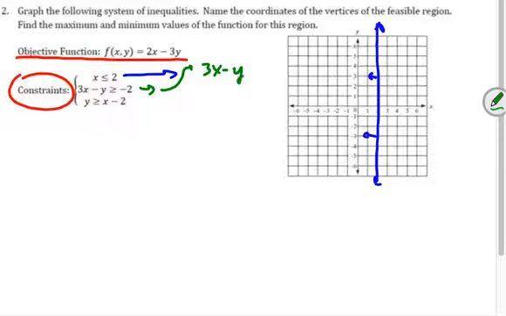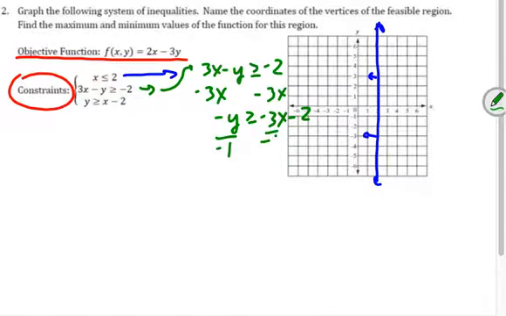3x minus y is greater than or equal to negative 2. I'm going to solve it for y. I think that's the easiest way to graph it. You could do x and y intercepts, but I'm going to put it in slope intercept form. Remember, that's a negative y is greater than or equal to negative 3x minus 2. I have to divide everything by negative 1.